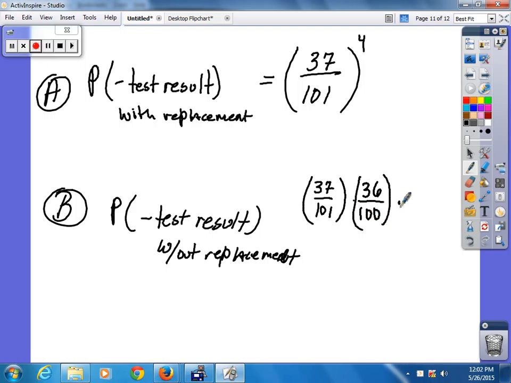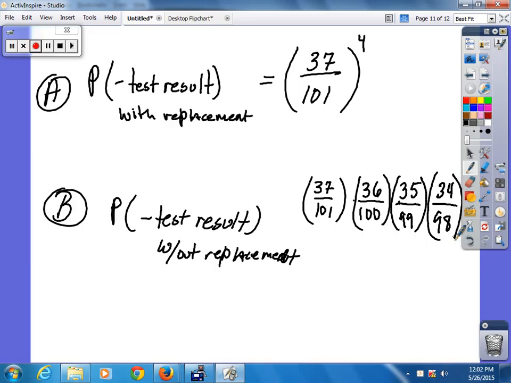Draw a name out of the hat, put it in our pocket. That leaves 35 over 100. Draw a name, 99. And then the last one, draw a name, you have 34 out of, how many is left in the hat? 98.